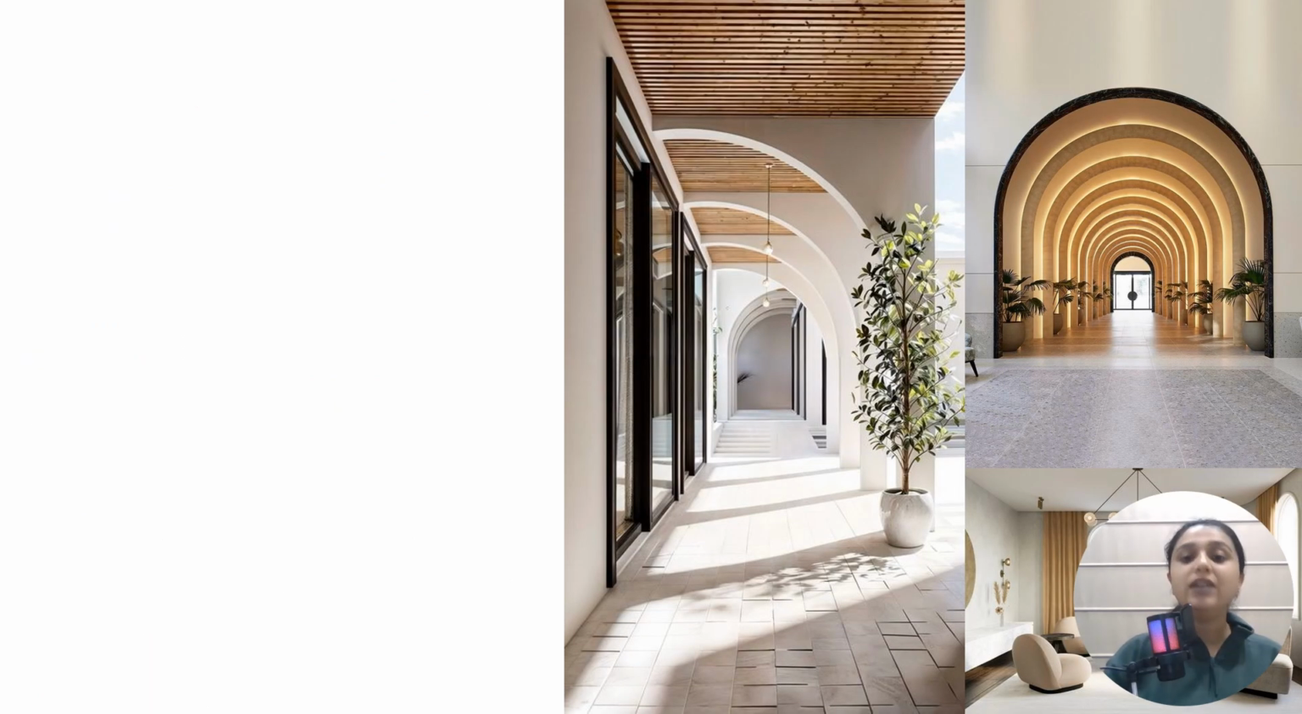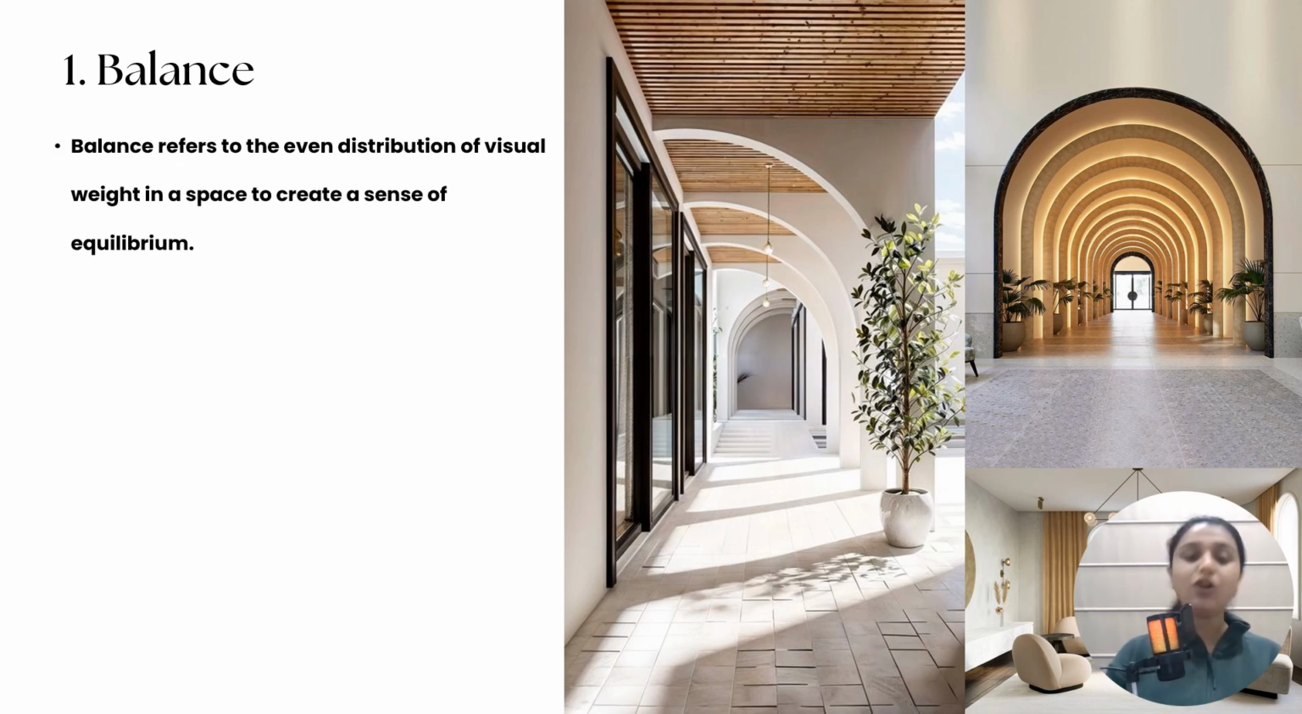So number one is balance. Balance is a principle which you have to use to create a very soothing space, a space that you want to be well balanced, you want it to be visually appealing. The definition is: balance refers to the even distribution of visual weight in a space to create a sense of equilibrium.